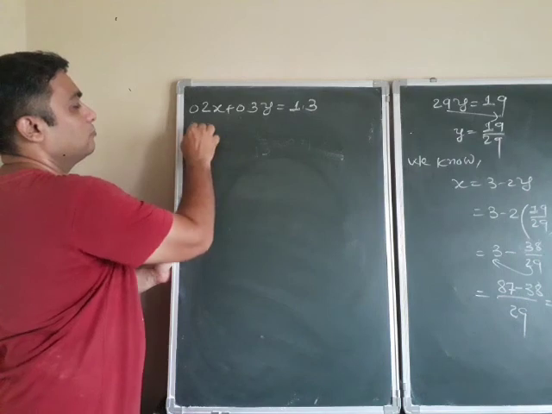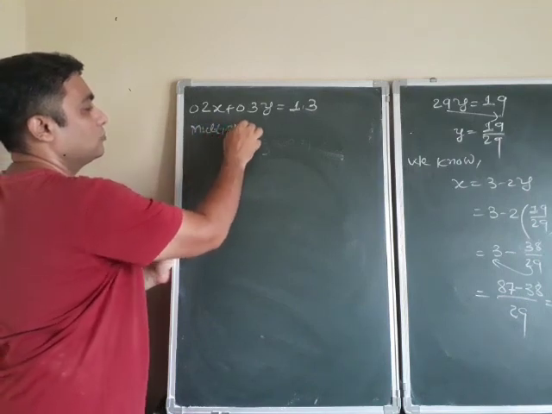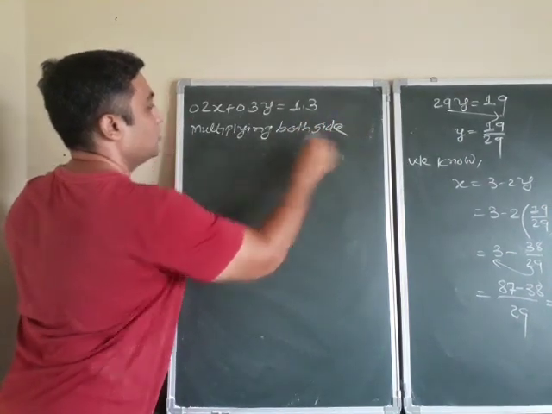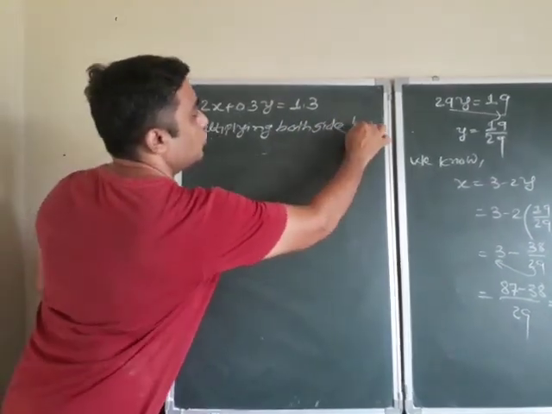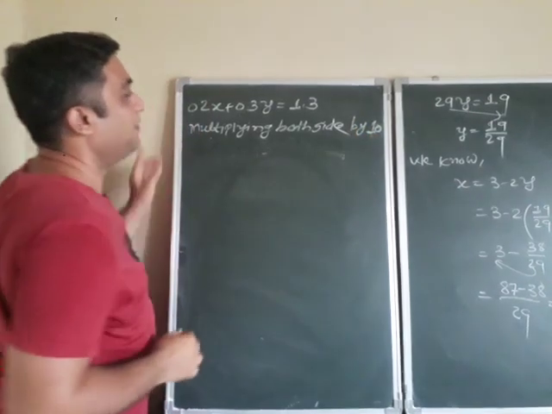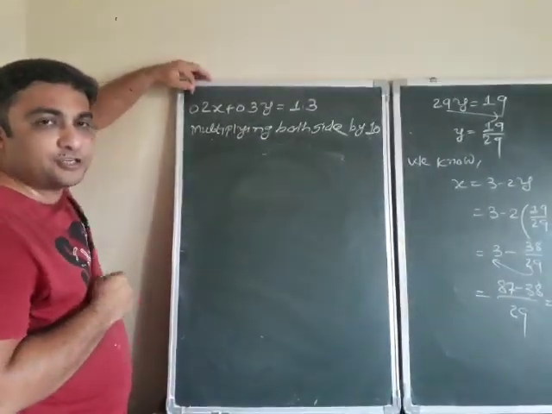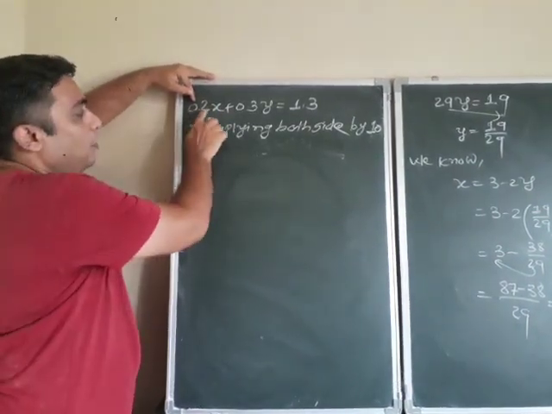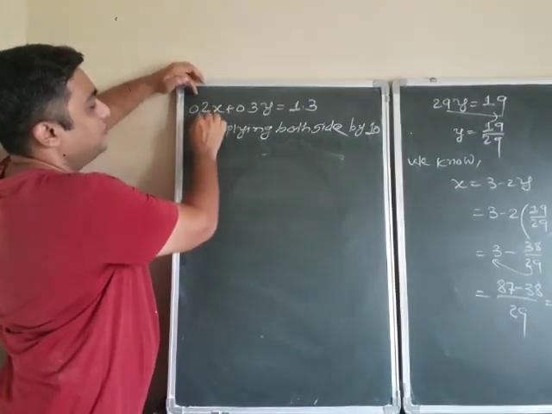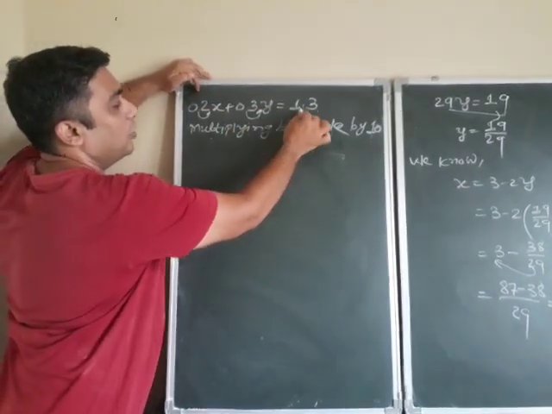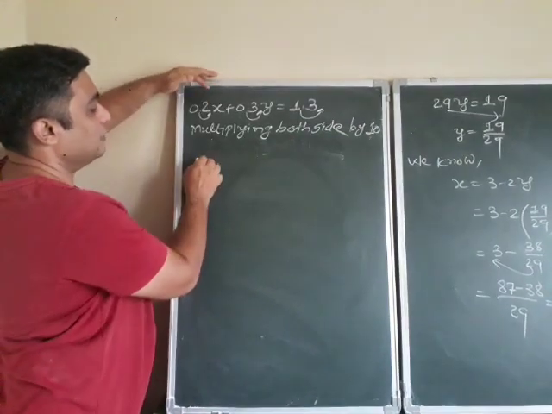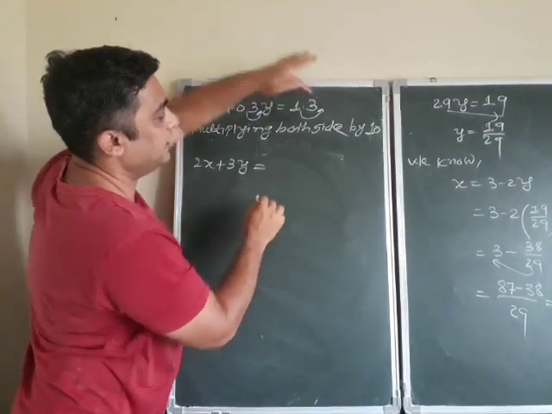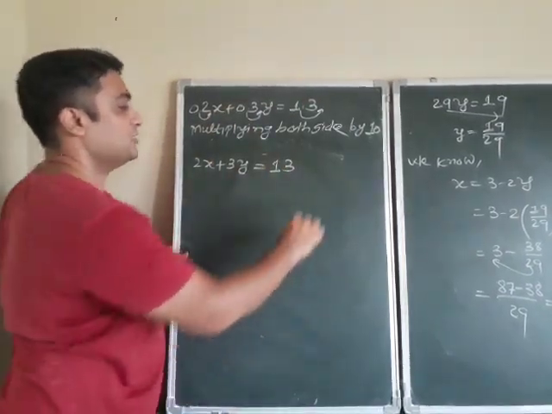So see what I can do here. Multiplying both sides by 10. So I multiplied all the terms of the equation by 10. So see 0.2 into 10. May I write directly? देखो 10 से मल्टीप्लाई करोगे तो एक डेसिमल आगे चले जाओ. So 0.2 में एक आगे जाओ तो ये 2x, 0.3 में आगे जाओ तो 3y और 1.3 में एक डेसिमल आगे जाओ so 13. So this is my first equation.